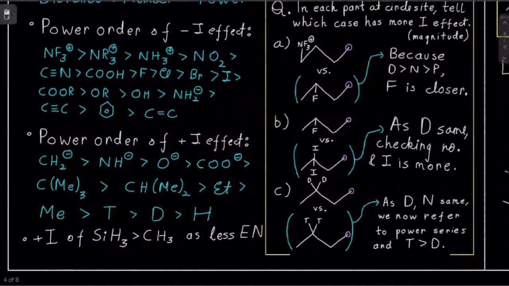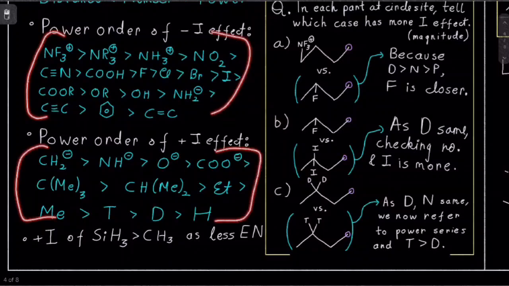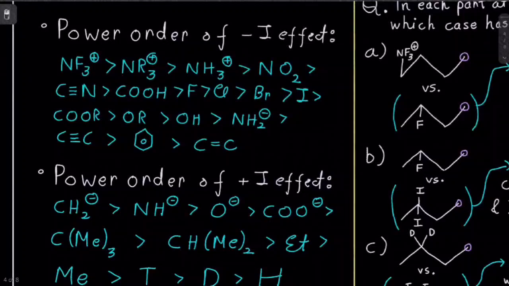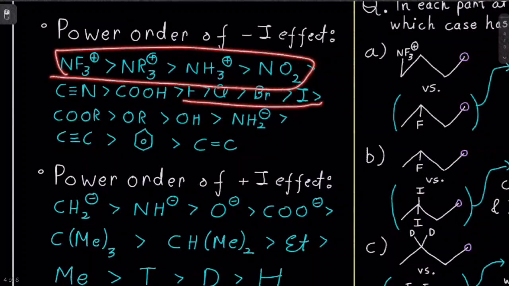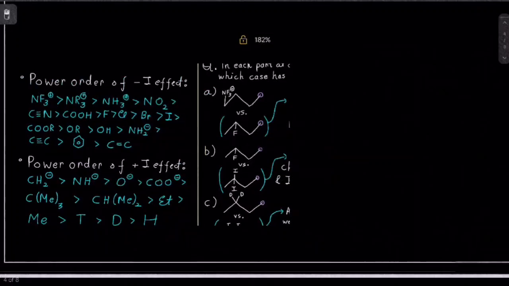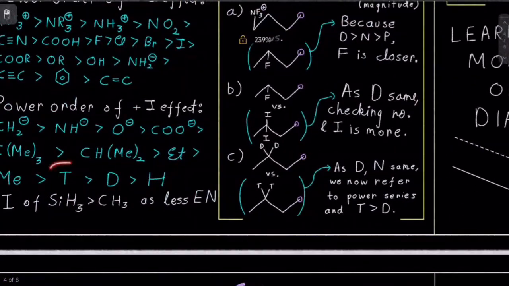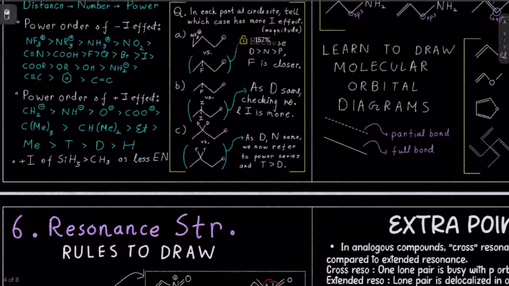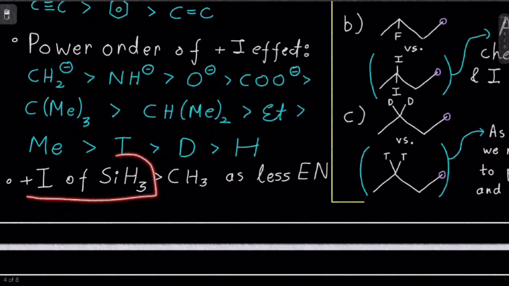You have to remember the power series of minus I and plus I effect separately. Sorry, there's nothing much you can do. But I have written the orders. Just read this every morning and you will be done in no time. Just have some tricks to learn it quickly. All the top ones are nitrogen. All the halogens are together. And here we see that tritium has more inductive effect than deuterium. Again, since distance and number are the same, we check the power series. And remember this point, the plus I effect of silyl is greater than methyl because silicon has less electronegativity.